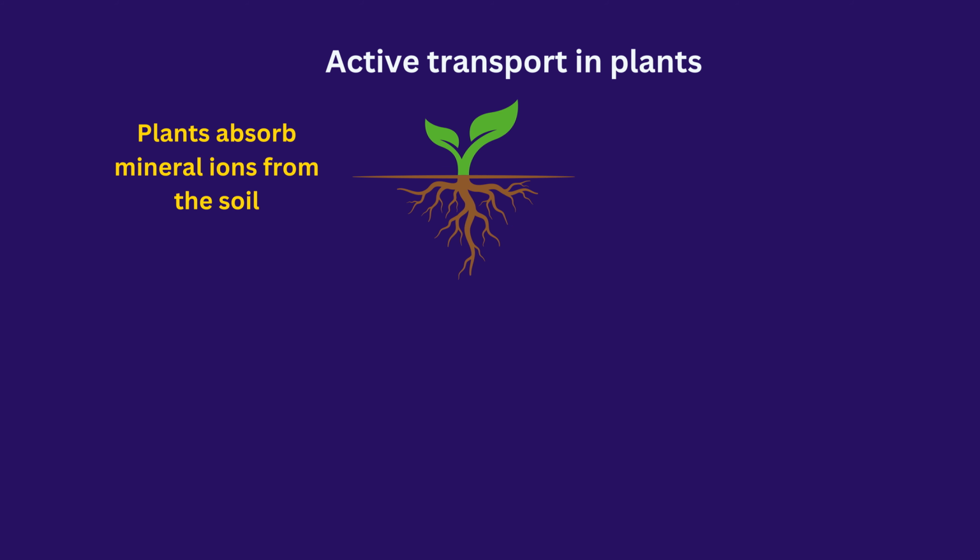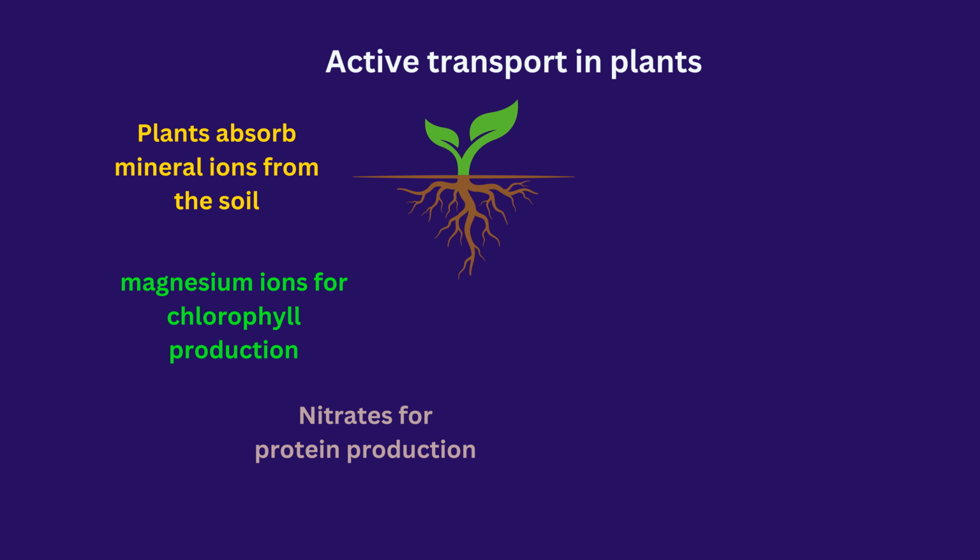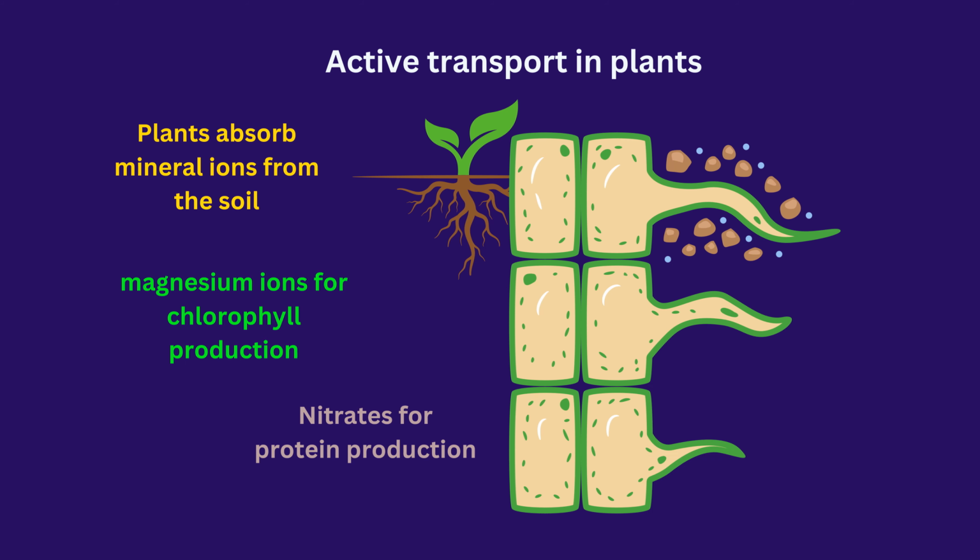Let us now look at an example of active transport in plants. Plants absorb mineral ions from the soil. Magnesium ions, for example, are absorbed from the soil for chlorophyll production. Nitrates for protein production. These ions are absorbed by the root hair cells, right? So in the root hair cells, you'll find more ions compared to the soil. And so these ions now would have to be actively transported from the soil, which is lower concentration, to the root hair cells, which is higher concentration.